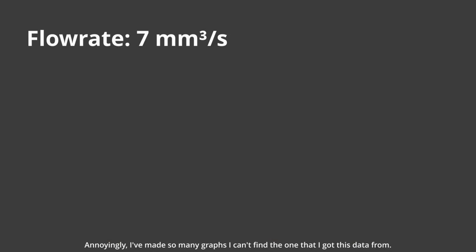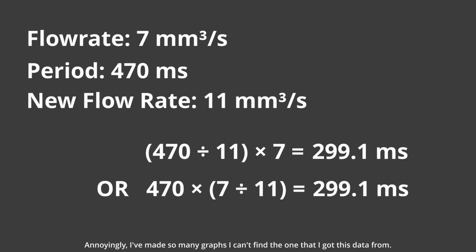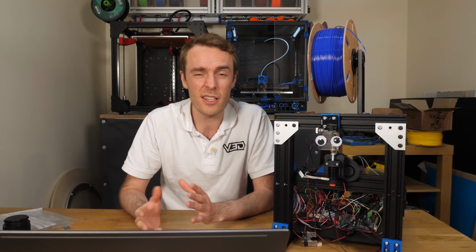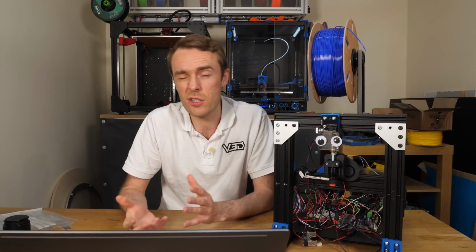Let's take a look with the 7 cubic millimeters per second data. So we take 470 milliseconds and then divide by 11, multiply by 7, which is the ratio, and then we get 299.1 milliseconds. So 298, 299 milliseconds, it's pretty close. That's looking pretty good. Question is, is it actually correct?